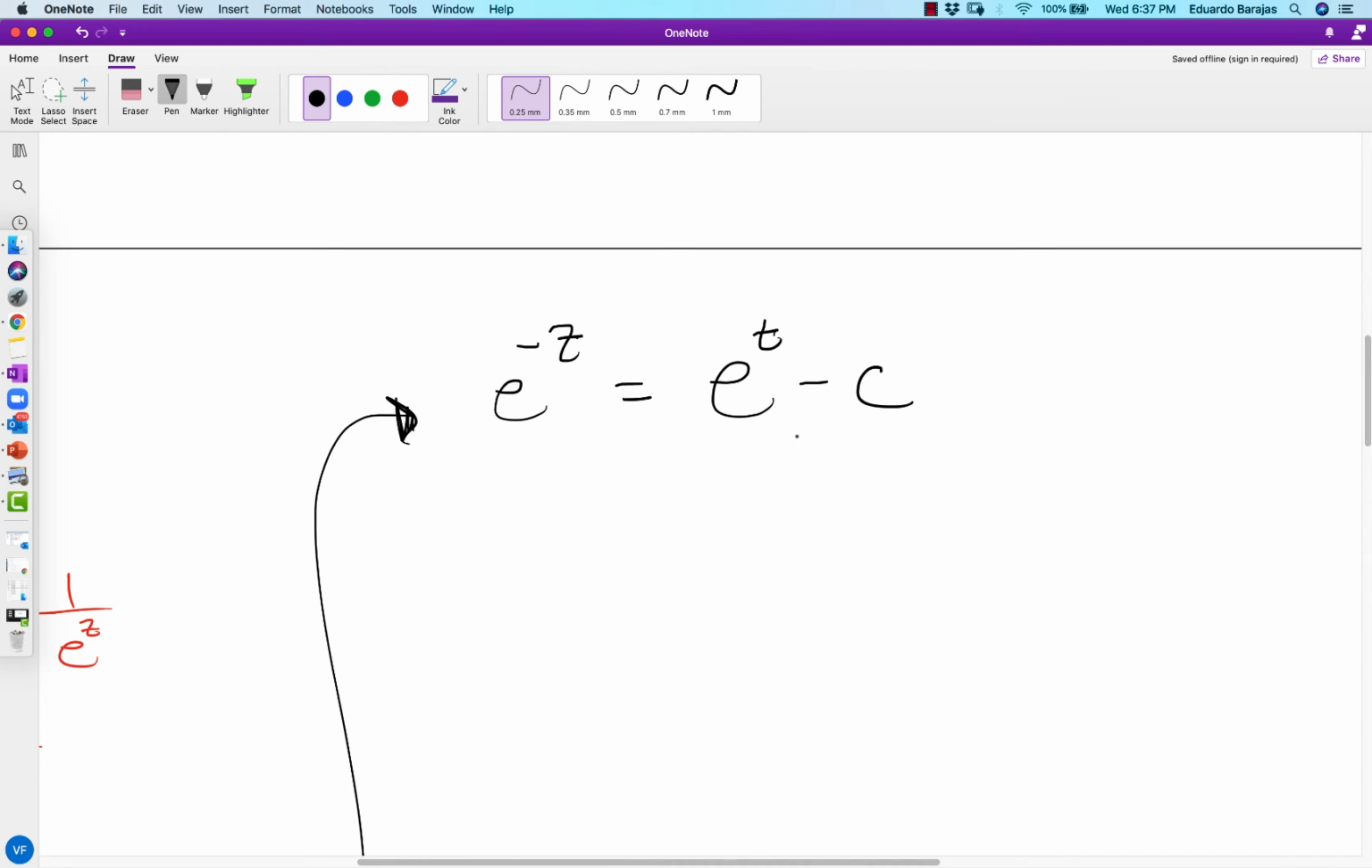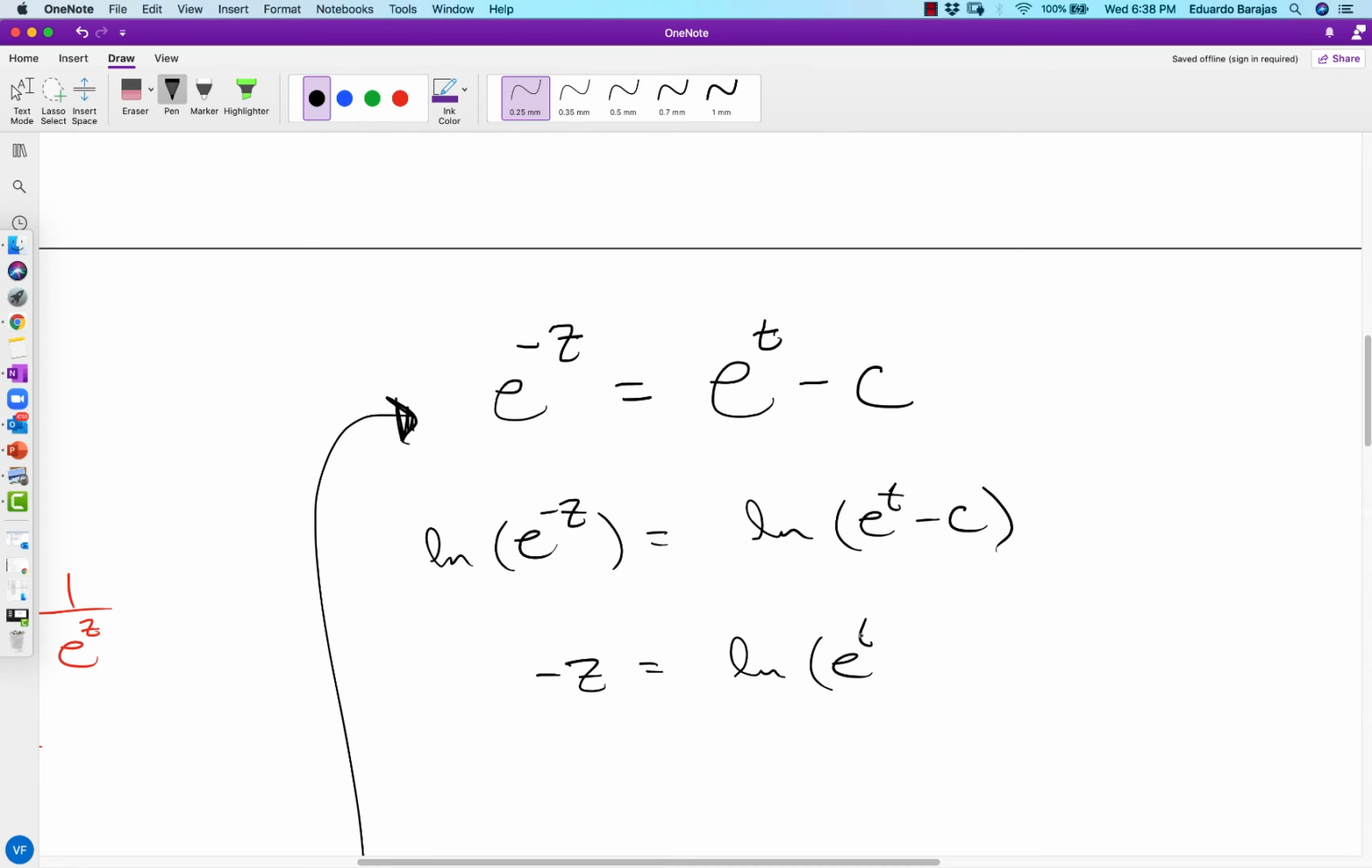So now if I apply the ln function to both sides of the equal sign, I get ln of e to the minus z equals ln of e to the t minus c. This comes out in front. That's one of the beauties of a log function. These two operations kind of undo each other, and this becomes minus z equals ln of e to the t minus c. Multiplying both sides by negative 1, we get that z equals negative 1 times ln of e to the t minus c.